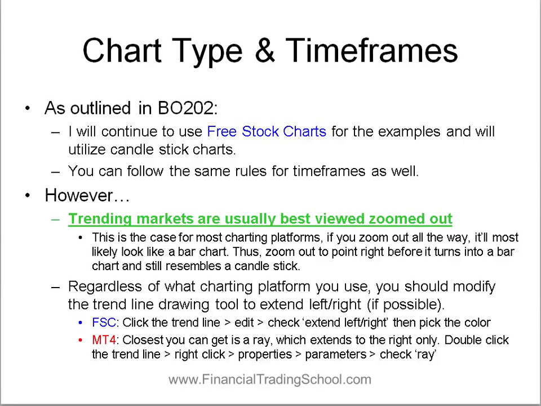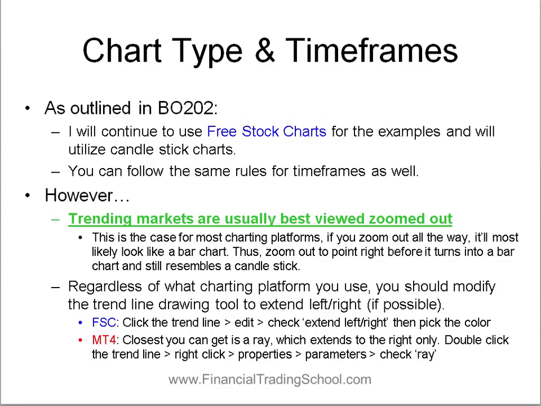In addition, regardless of what charting platform you use, you should modify the trend line drawing tool to extend left and right if possible. So for free stock charts, what you do is you click on the trend line, edit, and then once that menu pops up, check off the extend left and extend right button, and then pick the color for what you want the extension color to be. You can pick a different color if you want, but for me, usually what I do is I just pick the same color as the trend line.